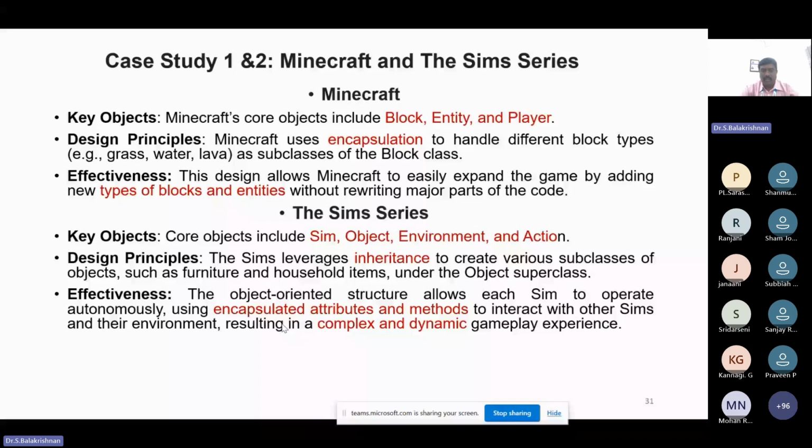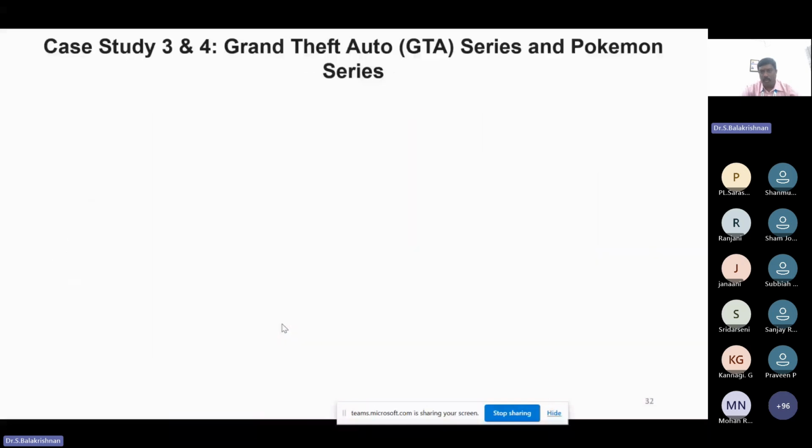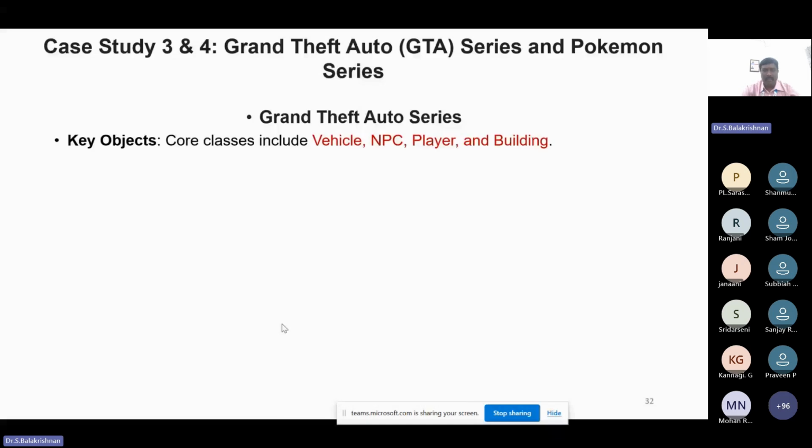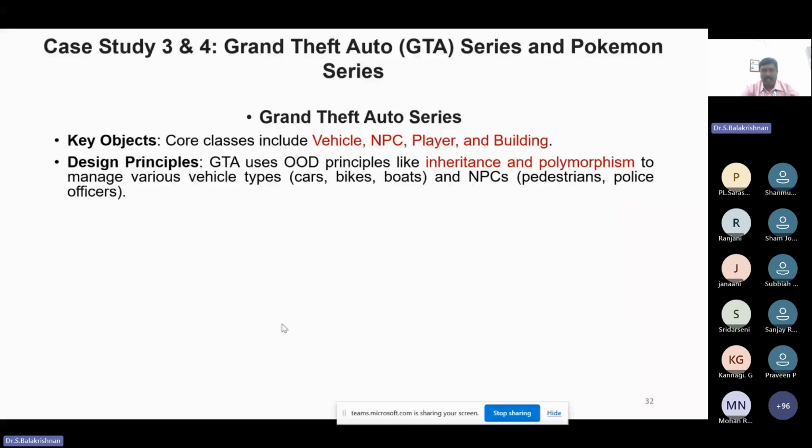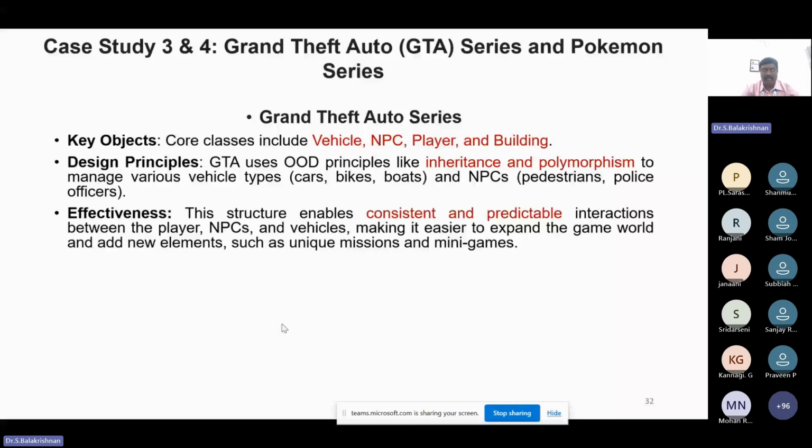The next, third and fourth case studies are the Grand Theft Auto (GTA) series and the Pokemon series. Everybody is aware of the Pokemon series. For the GTA series, the key objects mainly include vehicle, NPC, player, and building. The design principle is based on inheritance and polymorphism for the vehicle types and NPC types and so on. The effectiveness of this GTA series is that it enables consistent and predictable interaction between the player, NPC, and vehicle and so on. And next is the Pokemon series.